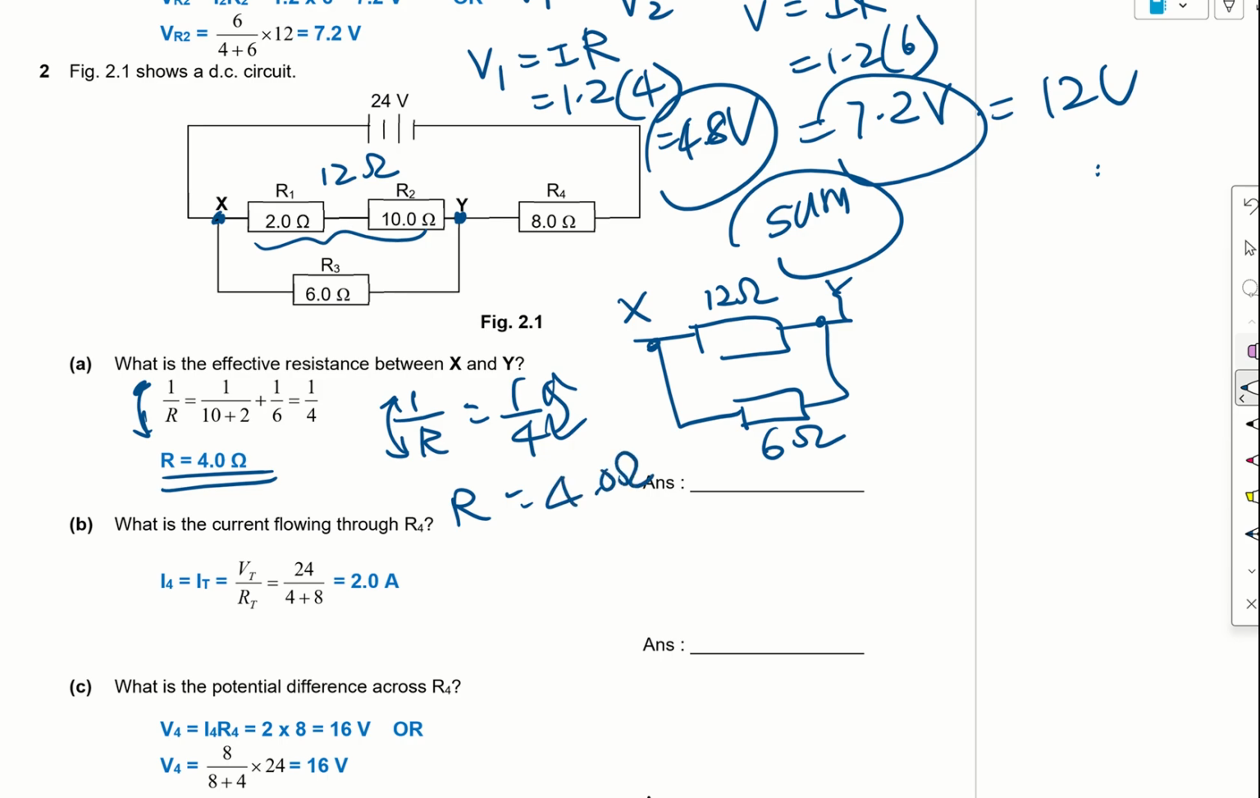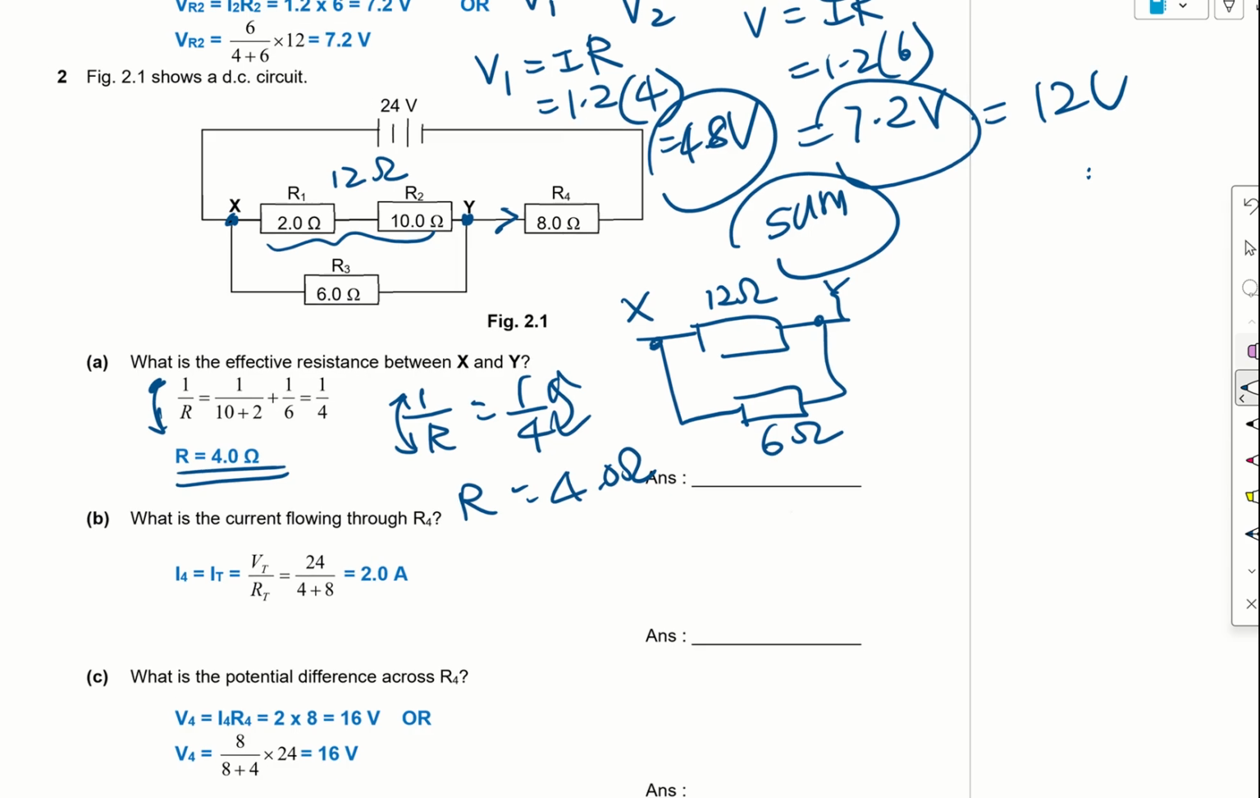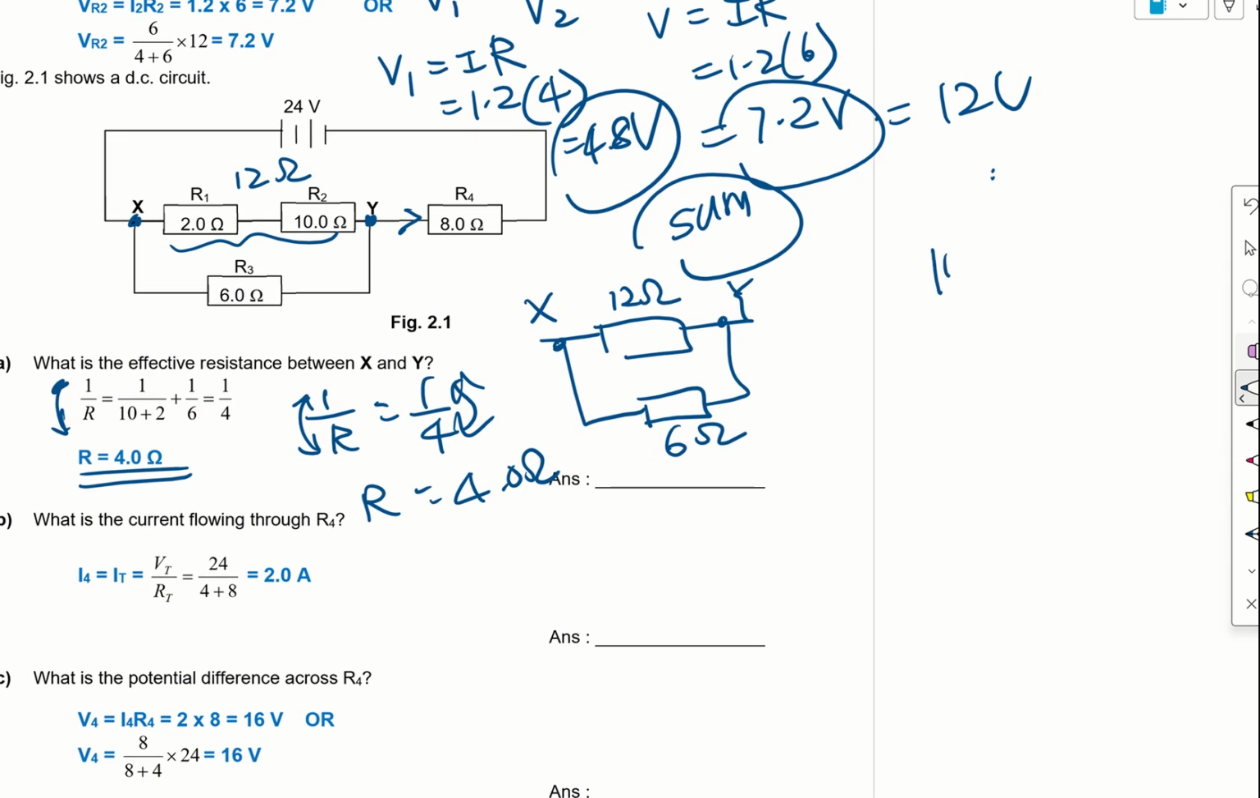Now they want us to calculate the current flowing through R4. Okay, so we can actually redraw the whole circuit.